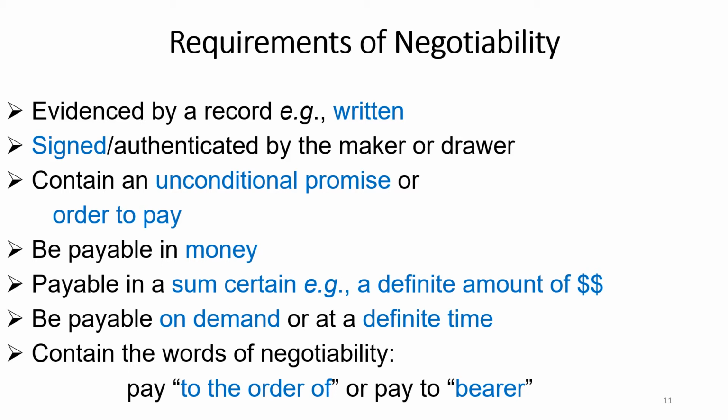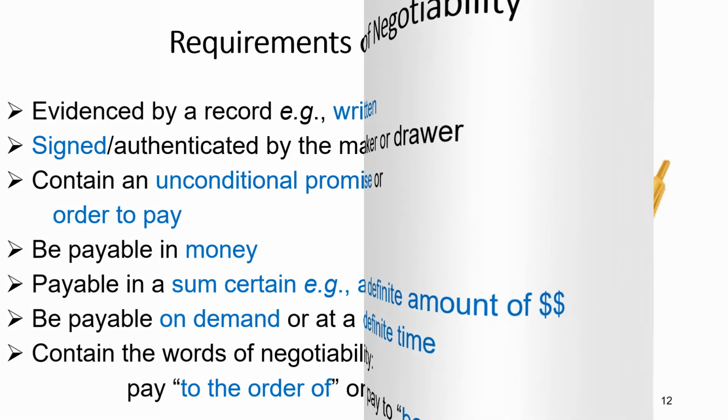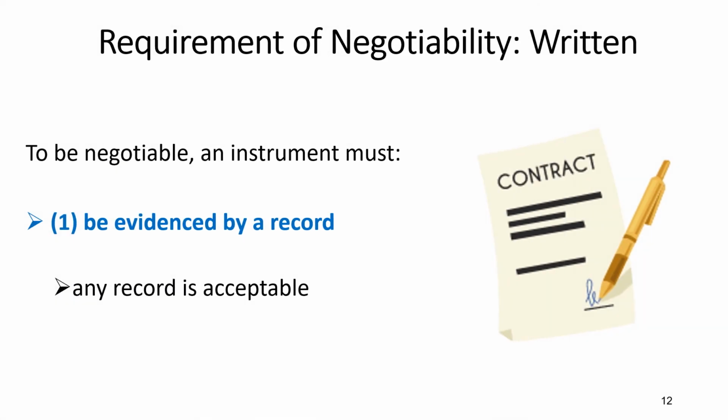It must be payable on demand or at a definite time. And finally, the instrument must contain the words of negotiability. In other words, the instrument must state that it's paid to the order of or paid to bearer. So let's look at these each. The first requirement is that in order for an instrument to be negotiable, it must be in writing.